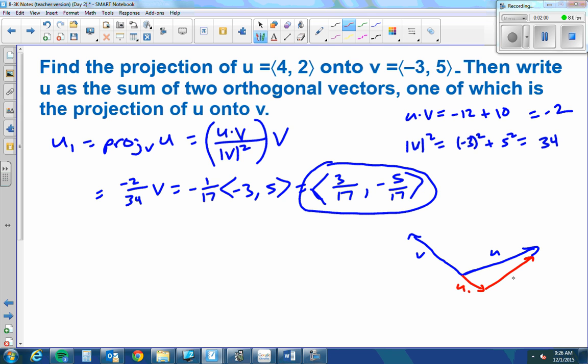And then we're about to find U2. Okay? But like I said, it wasn't in the same direction. It was actually opposite direction, but it's still parallel. And then, once again, to find U2, you just subtract the first component from U.